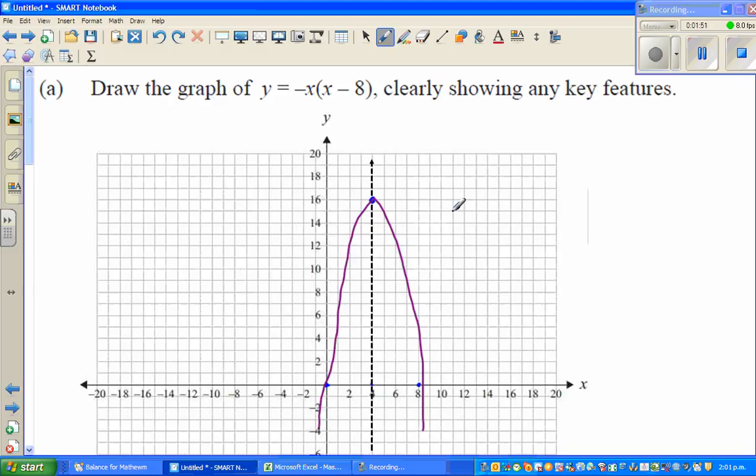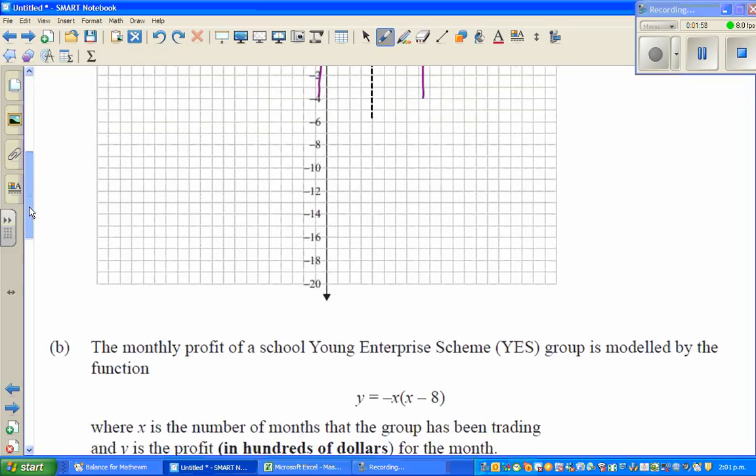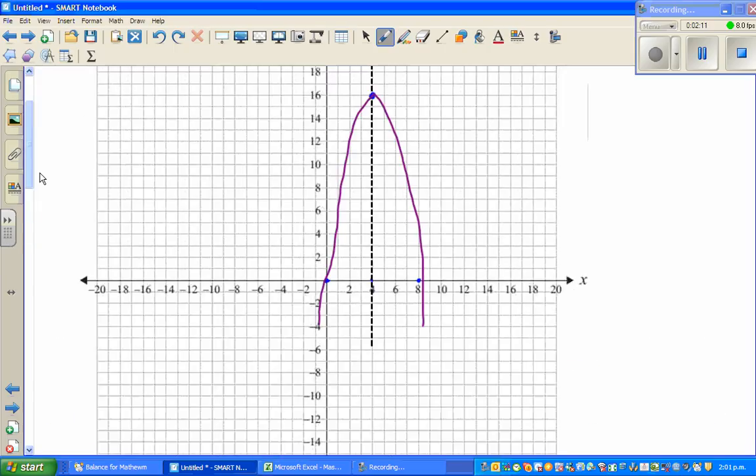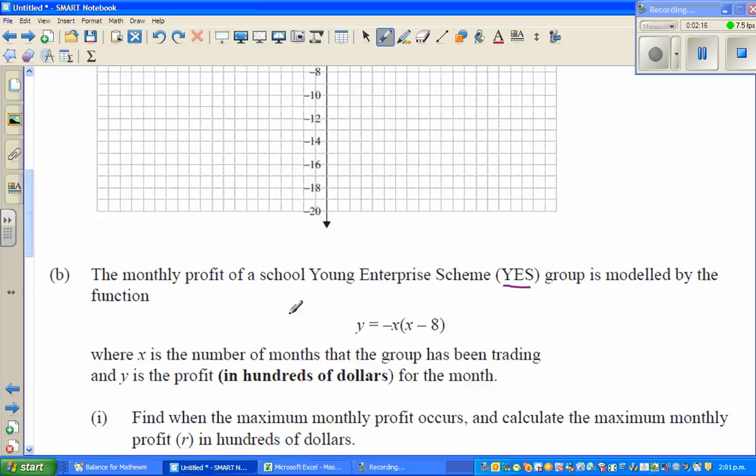Now this is an achieved question. Level 1 or Year 11 students can do this quite easily, but the actual question starts from here. Question B: the monthly profit of a school Young Enterprise Scheme, the acronym is YES, the YES group is modeled by this function. So what they're saying is this equation models the business or the enterprise of the school, where x is the number of months that the group has been trading.